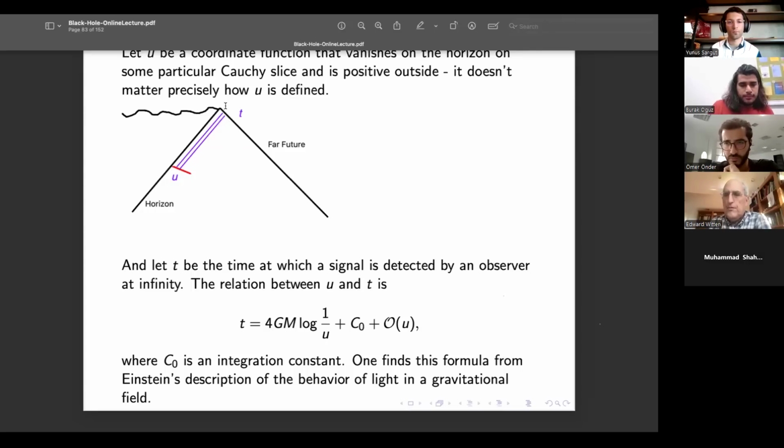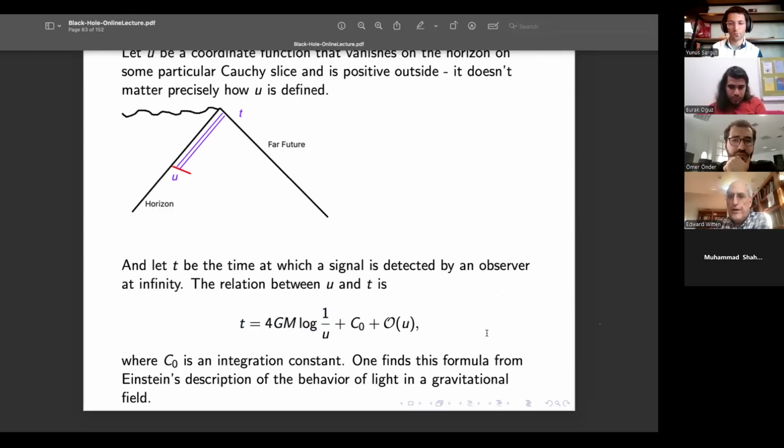Okay. And something which you all know is that if U is negative, the observer will never get the signal. But the way that works is that the smaller U is, the bigger is the T at which the signal is detected. As U goes to 0, T goes to infinity. And if U is negative, you never see the signal. So as U goes to 0, you have to wait longer and longer. But as U goes to 0, although T goes to infinity, it only goes to infinity logarithmically, which might not seem so dramatic.